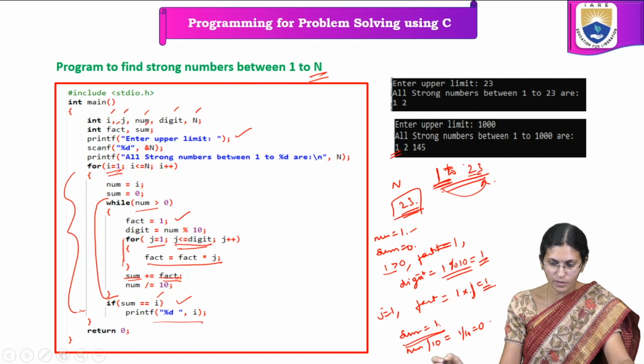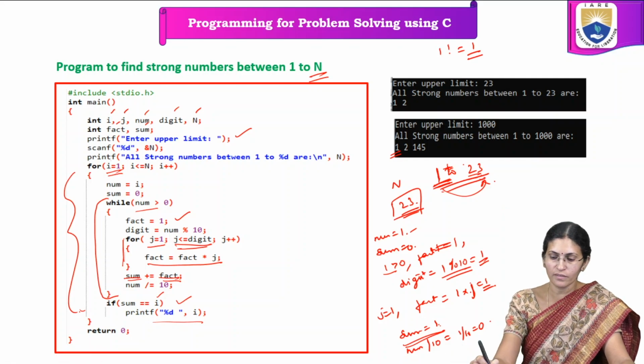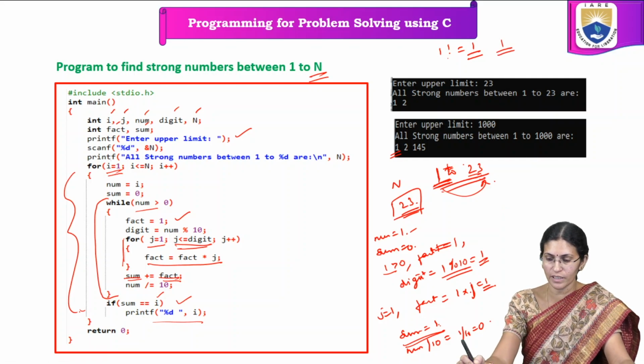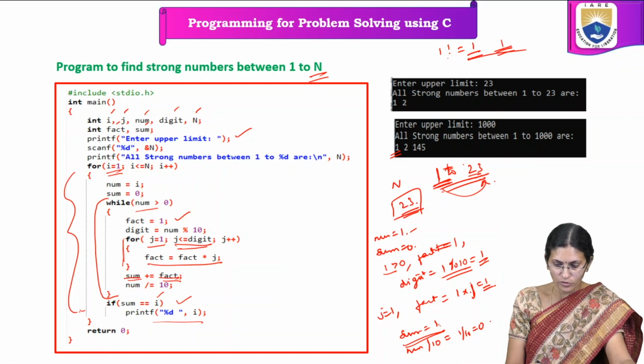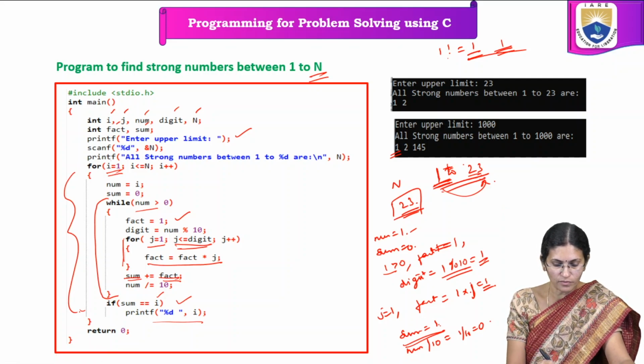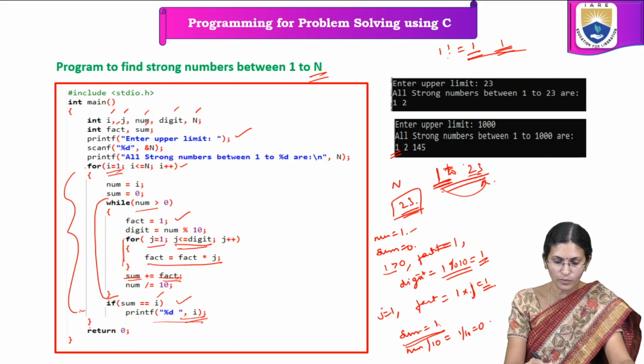So 1 is a strong number because 1 factorial is equal to 1. This number and the number obtained after taking the factorial are both the same. Therefore 1 is a strong number. After checking the condition, this printf statement will be executed. Then the I value is incremented by 1. Now I is equal to 2.